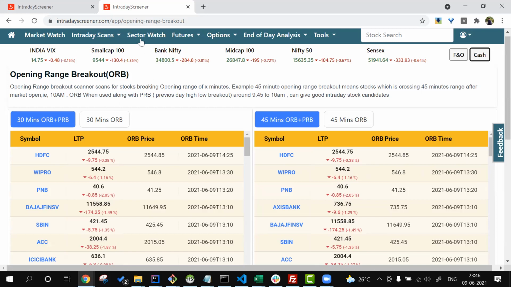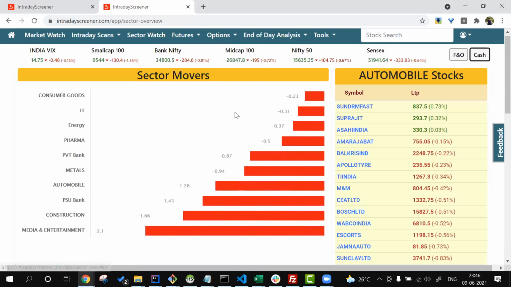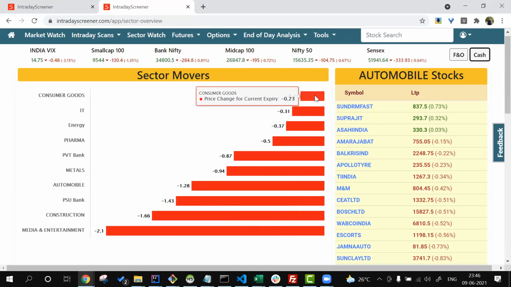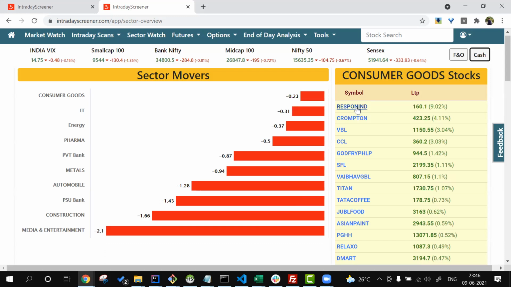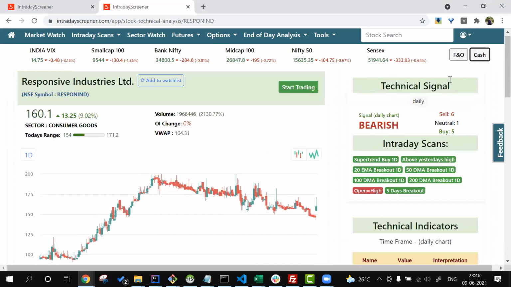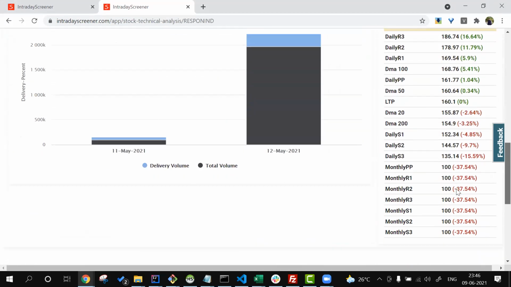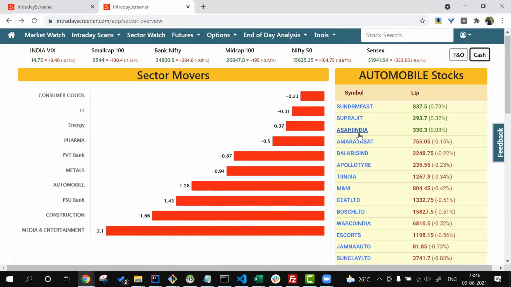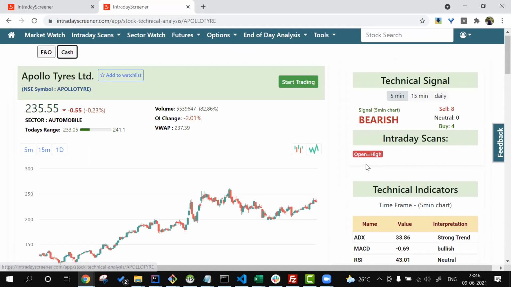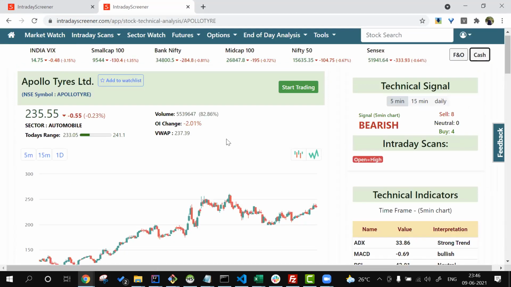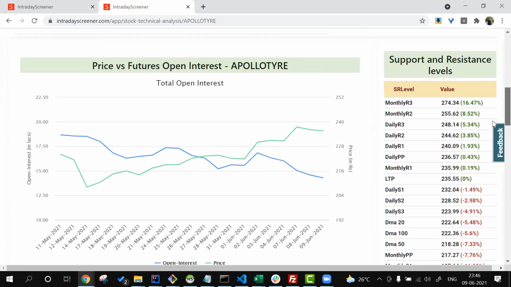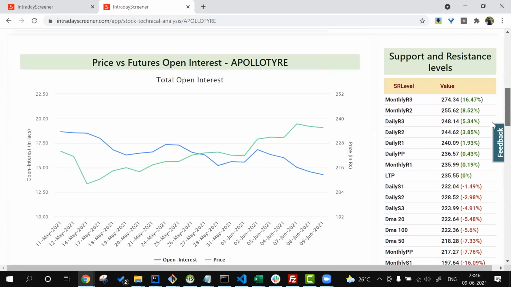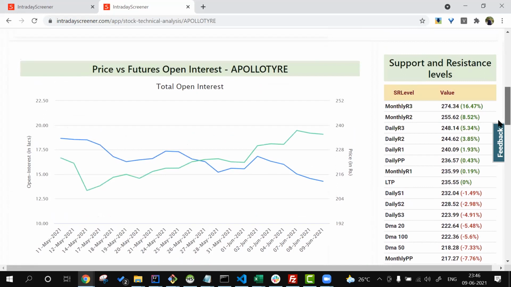Okay, so these are all intraday scans. In the sector watch, you can see all the sectors. When you click on a sector, you can see all the stocks in that sector. You can also click on any stock and you can see all the details of that stock along with delivery data. If the stock is in futures and options, for example, Apollo Tyre is an FNO stock, then in the FNO stocks you can see OI and other details, like futures open interest and price correlation along with time.